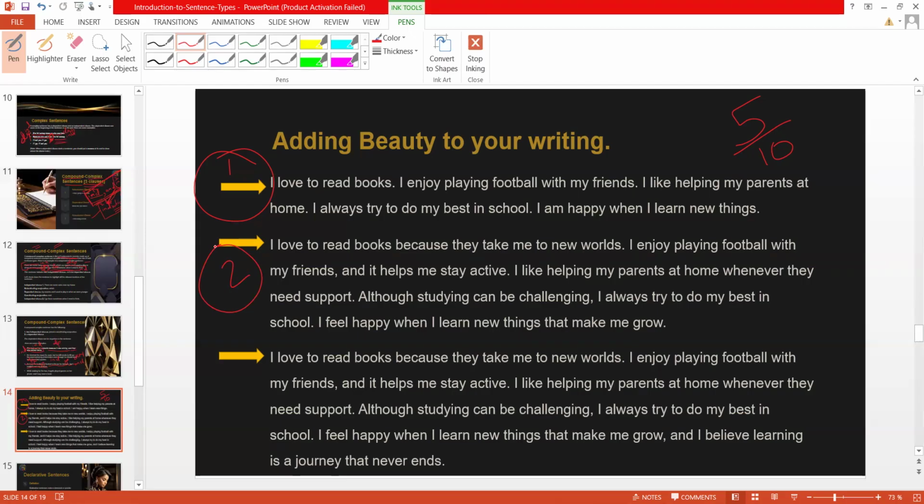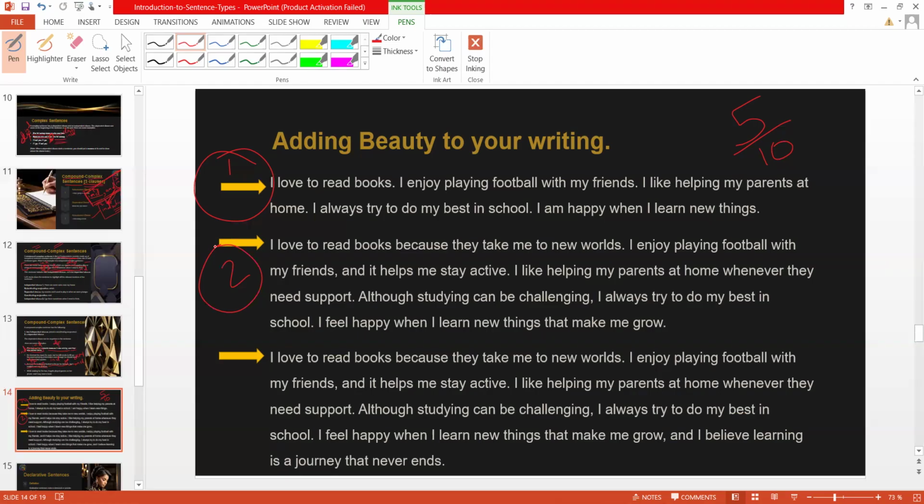I love to read books because they take me to new worlds. I enjoy playing football with my friends and it helps me stay active. I like helping my parents at home whenever they need support. Although studying can be challenging, I always try to do my best in school. I feel happy when I learn new things that make me grow.